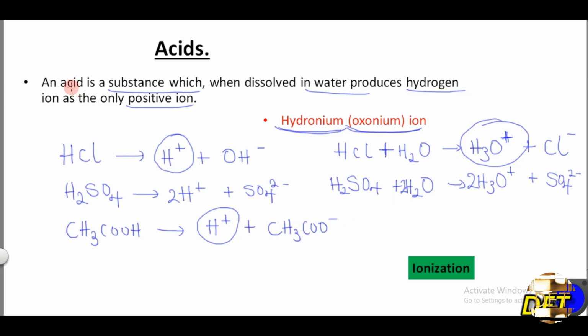So again, an acid is a substance which, when dissolved in water, produces hydronium ion or oxonium ion as the only positive ion. So when you dissolve H2SO4 in water, it produces 2 molecules of what? This ion, hydronium ion, also known as the oxonium ion.